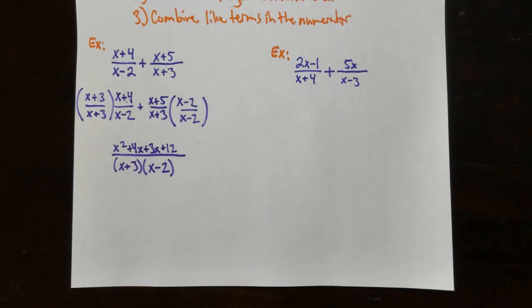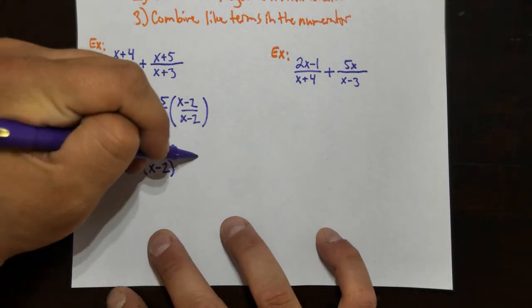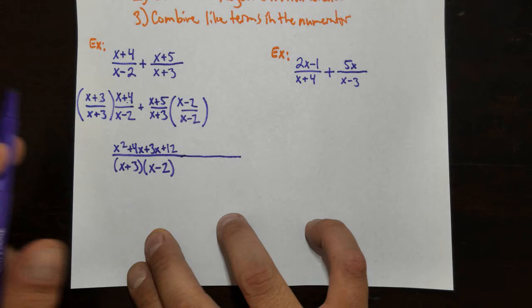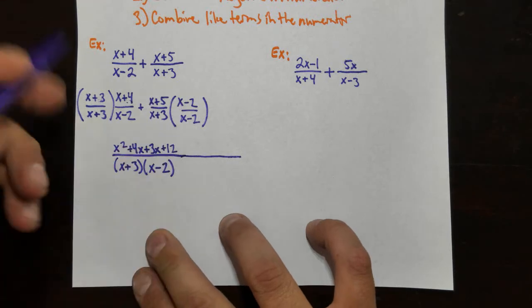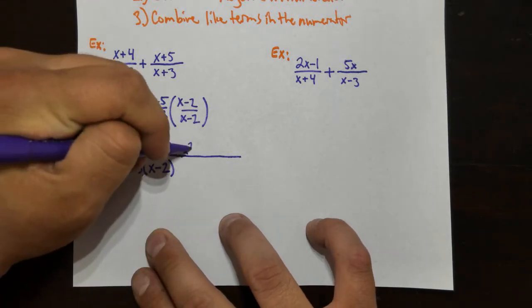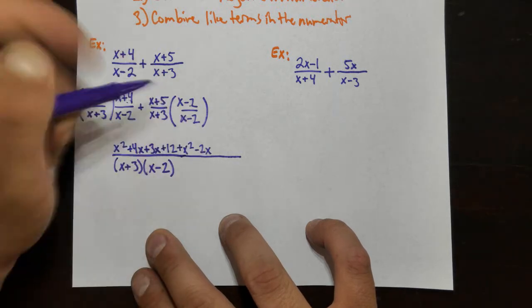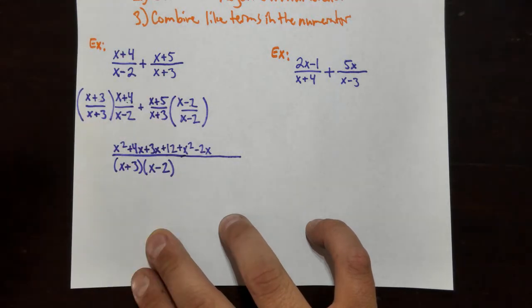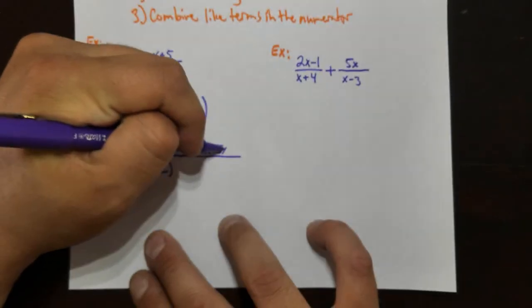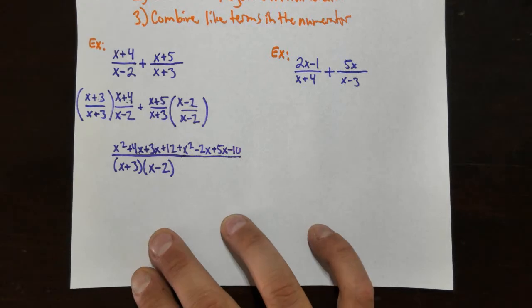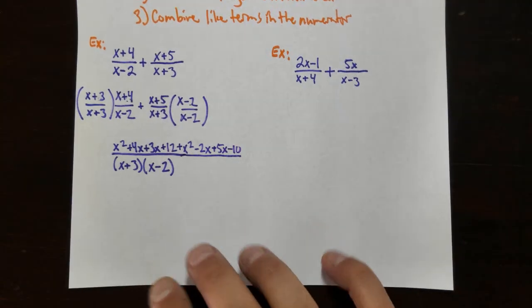Now we need to do the same thing with the other side. I should have made my division bar a little longer here. x times x is x squared, so plus x squared. x times negative 2 is negative 2x. 5 times x is 5x. And then 5 times negative 2 is negative 10. Just like that. And now we combine like terms.